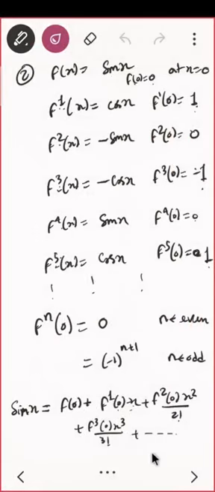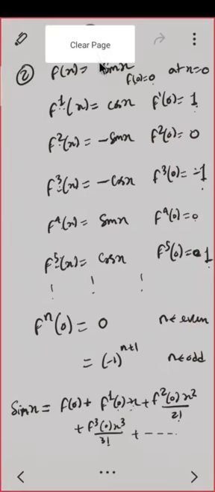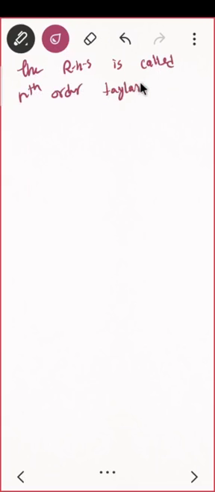Just some notes. I'll erase this page also. The right hand side, the proof is done there only. The right hand side of the above expression is called the nth order Taylor expansion at, say, point C.